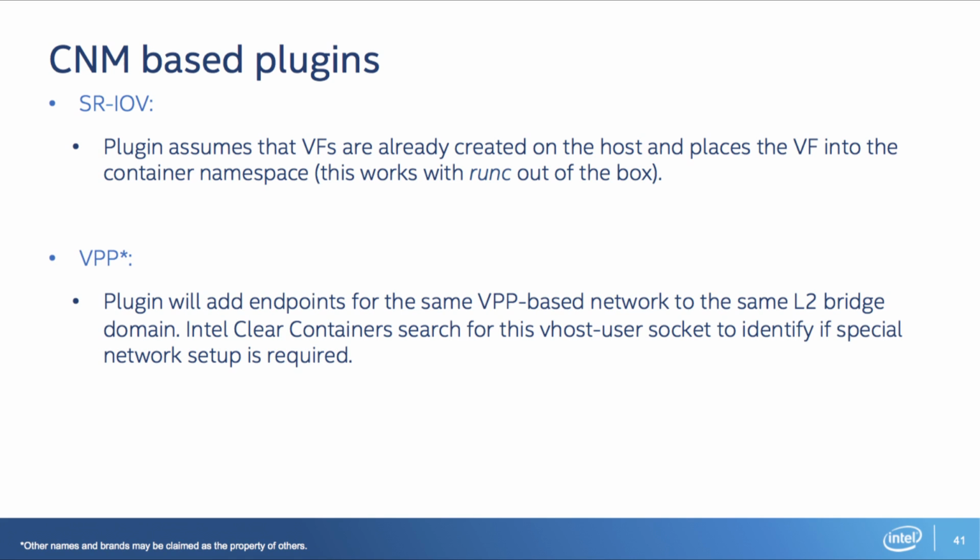Another plugin we've created is for VPP. So this plugin replaces the Docker provided default bridge that you see as docker0. It replaces that with a VPP-based L2 bridge. So this means that sending packets from one container to the next container happens extremely fast.